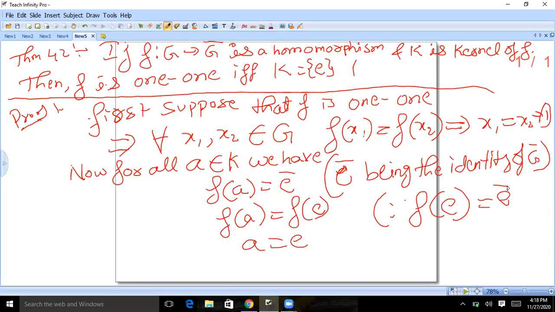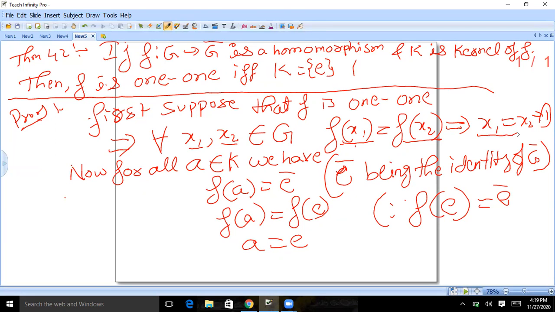Suppose that f is one to one. Let us take x1 and x2 belonging to G, so that f of x1 is equal to f of x2. Already noted x1, x2 belongs to G, and therefore f of x1 is equal to f of x2. Therefore we can say that x1 is equal to x2. This is equation number 1.